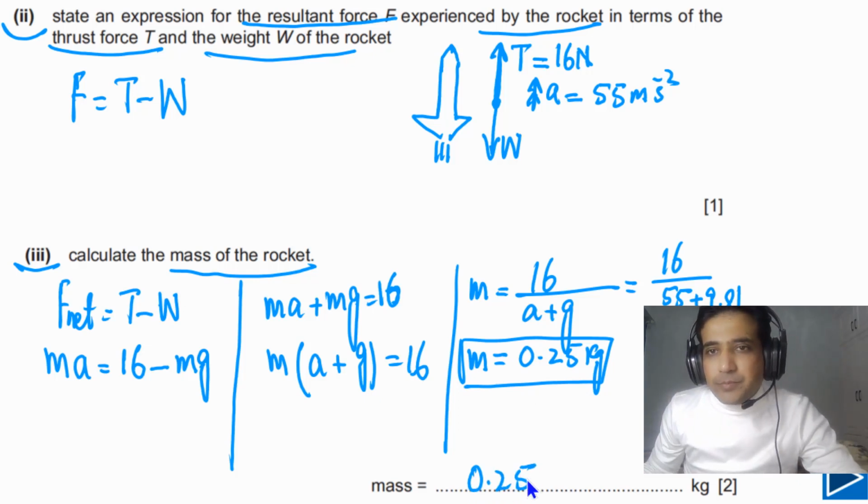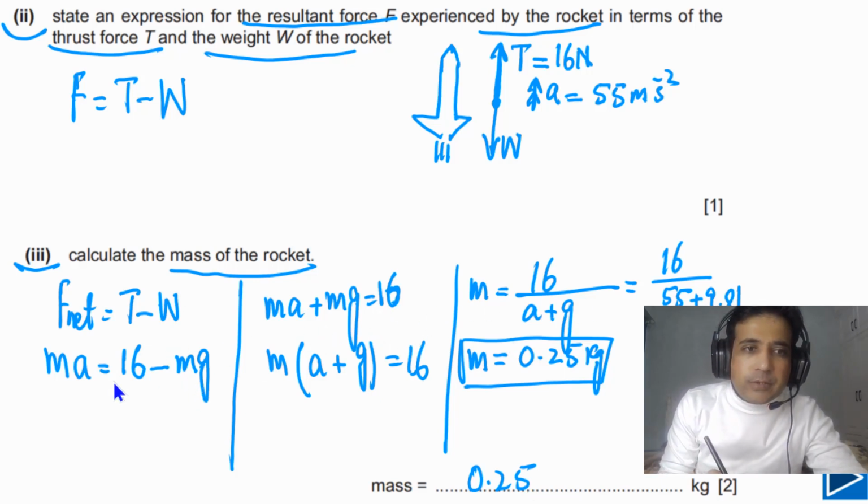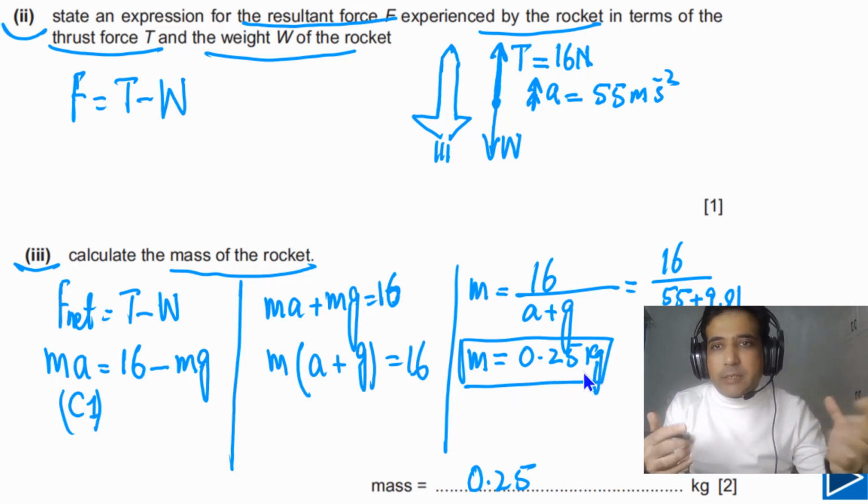For this question, you will get 1 mark if you have written the first step. If you have written this step, you will get 1 mark, that is the C mark, and the second mark is an answer mark you will get if you have got the right answer. So this is how marks will be awarded, and this question has only 1 mark.